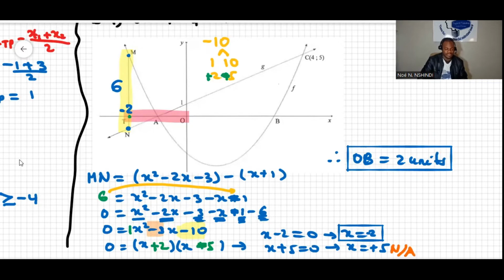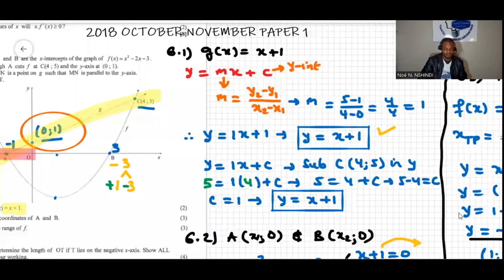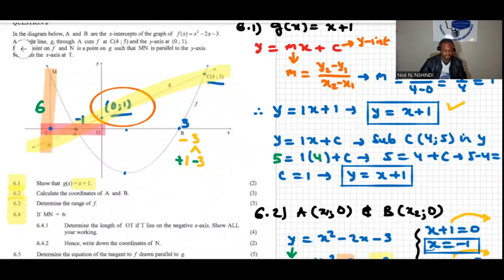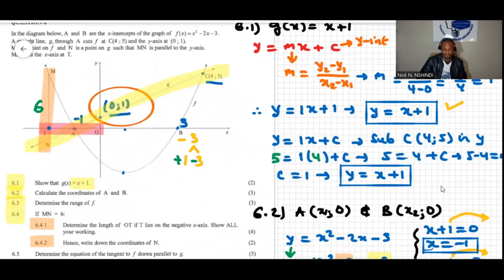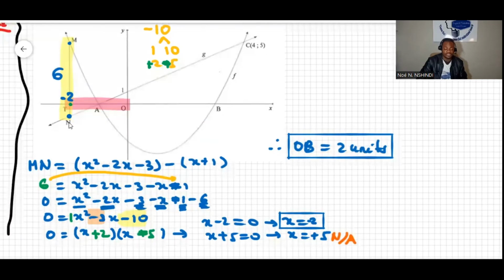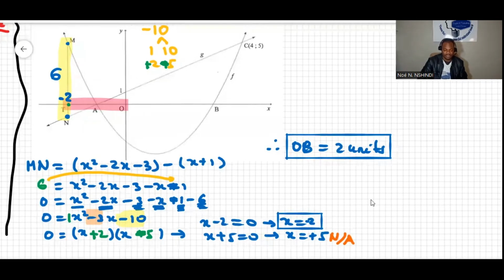Now, the following question is question 6.4. We have question 6.4.2. That was 6.4.1, now 6.4.2. The question says that henceforth, write down the coordinates of N. Well, if we look at our diagram here, N lies on the straight line, okay? And the x coordinate, they share the same x coordinate as T. So we can just substitute this value in the equation of the straight line. We found it was x plus 1. I'm going to do it over here.